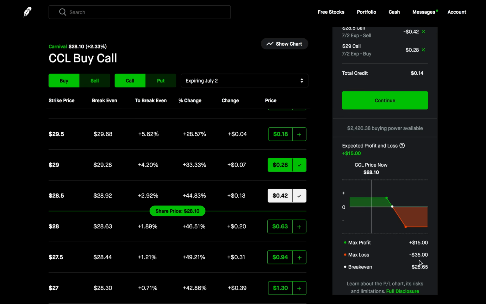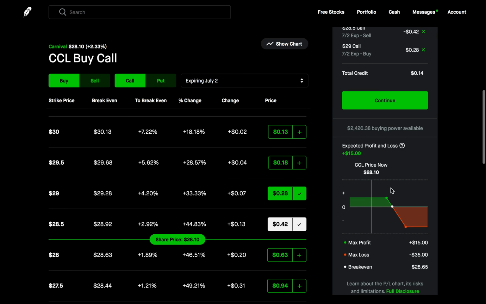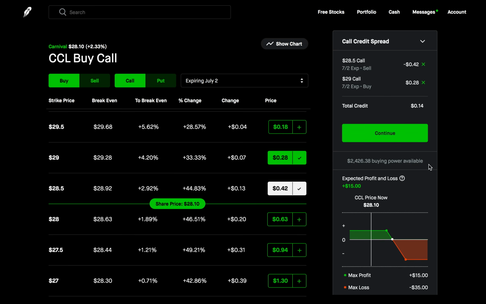And so what we can do here, especially if we're bearish on the stock and we're very confident this stock is going to drop in price, is use the credit that we're receiving from this play, from this call credit spread, which is $14. Use this money to finance another play. And we're going to see how that changes our risk to reward.